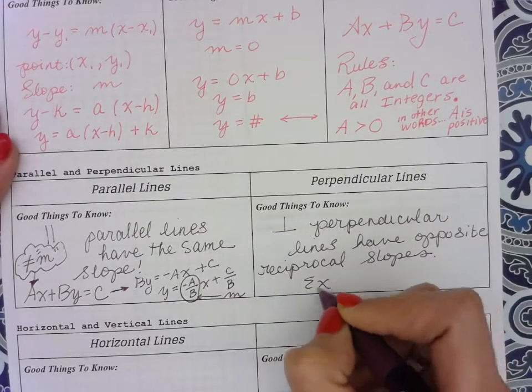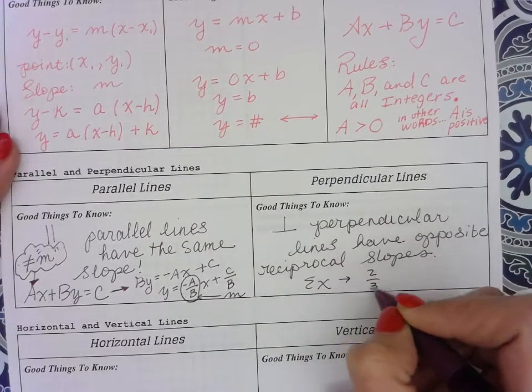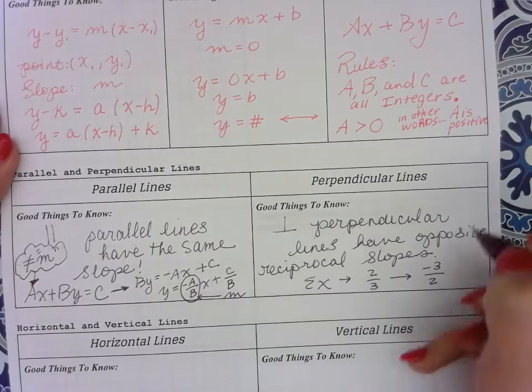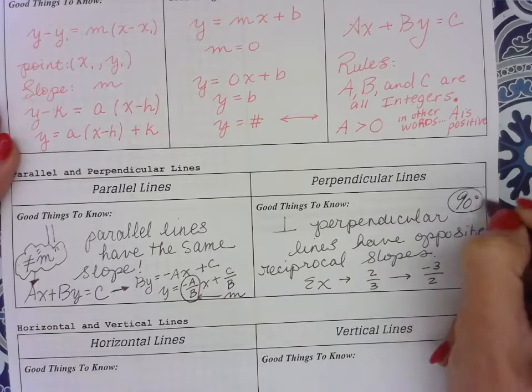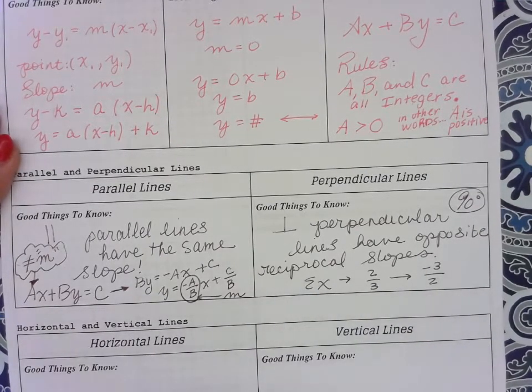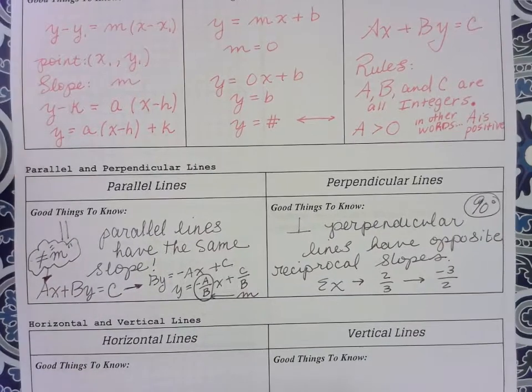So, example, 2/3 would become negative 3 over 2. These two are perpendicular. They also intersect at 90-degree angles. They don't just intersect, they intersect at right angles. So this is all really good to know.